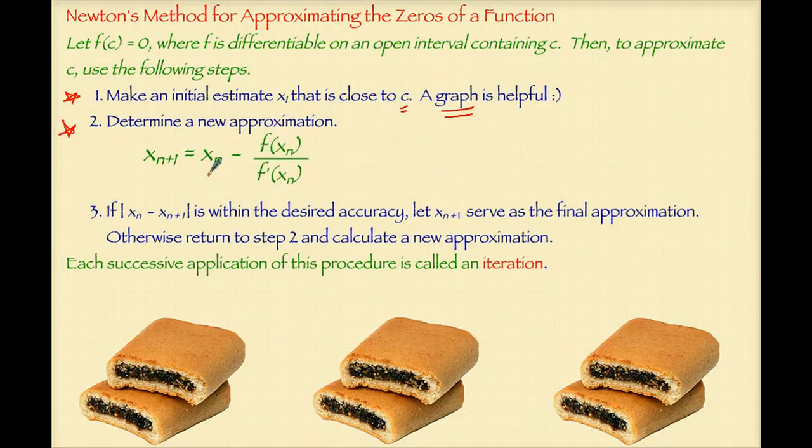This can be done by taking your initial guess and subtracting the function value at that x over the first derivative at that x. That is going to give you a new, better approximation. Third, if the difference between your initial guess and the new approximation is within the desired accuracy, then let that new approximation serve as the final approximation. Otherwise, return to step 2 and calculate a new approximation. Each successive application of this procedure is called an iteration.